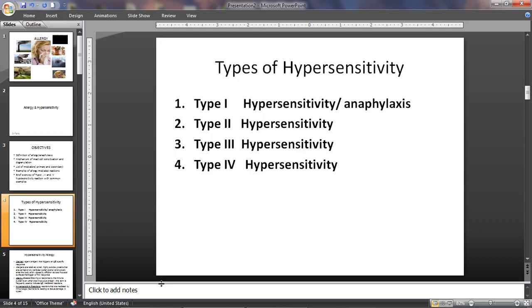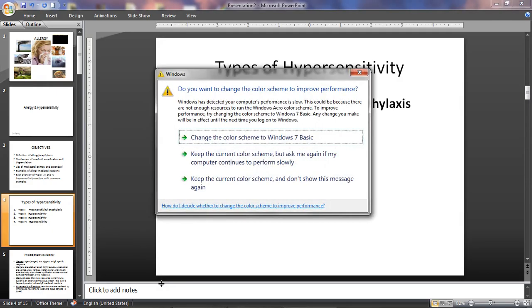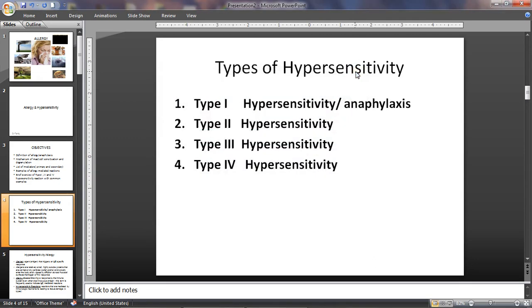Now, hypersensitivity reactions are of 4 types: type 1 hypersensitivity or anaphylaxis. In fact, the systemic manifestations of this type 1 hypersensitivity reaction are called anaphylactic reactions. Type 2 hypersensitivity, type 3 hypersensitivity and type 4 hypersensitivity.